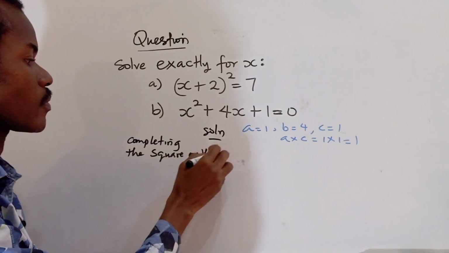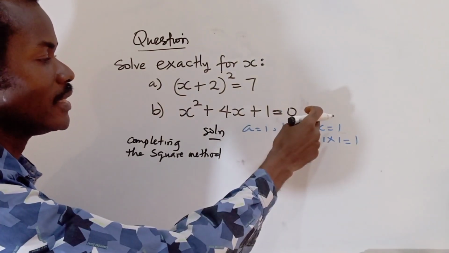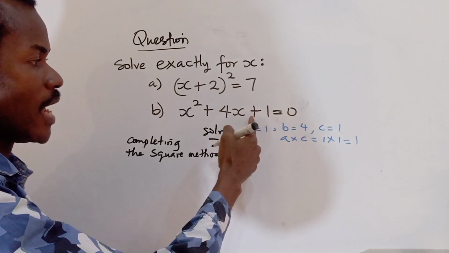Now, to use the completing the square method, we want to bring this on to this side. So we want to, how do we remove this?